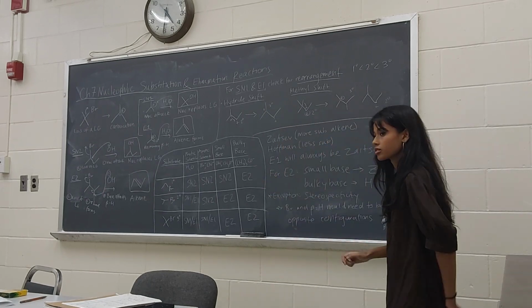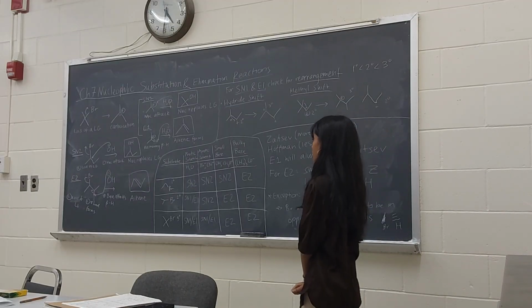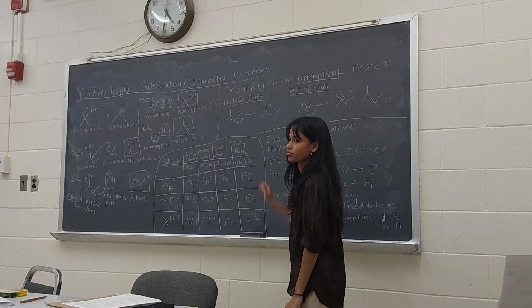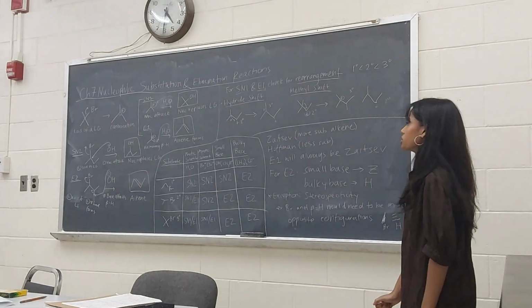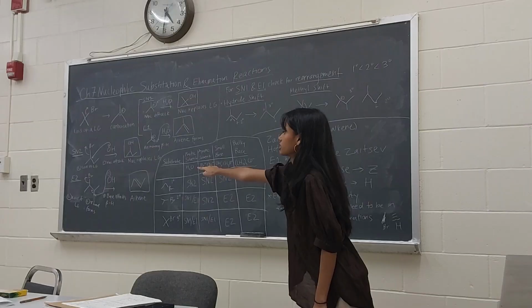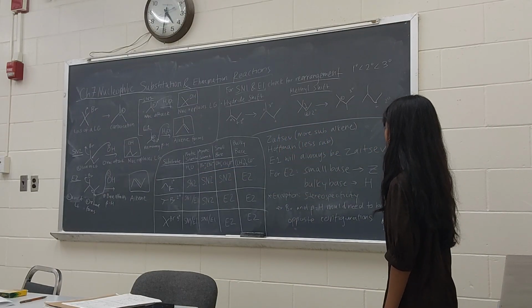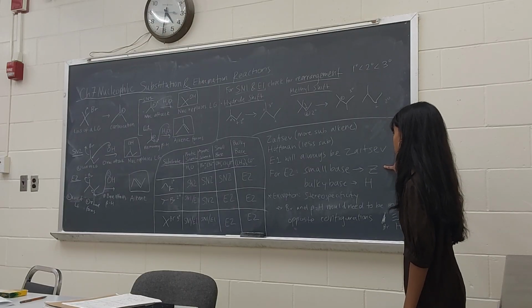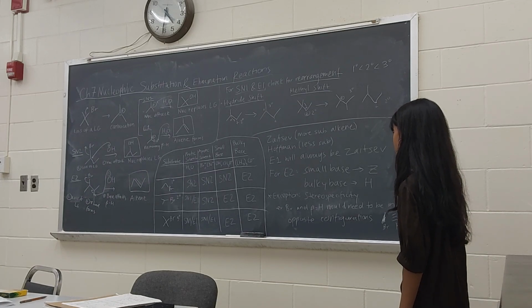Would it be drawn out or would we be given this, like CH3CO minus? All the ones I've seen were written like this. Okay, what does E2 mean? Elimination two. Elimination two reaction right there. And then an exception for this one. So usually if it's E2 small base, it'll be Zaitsev.